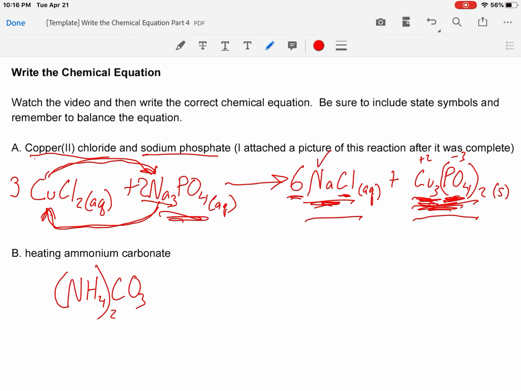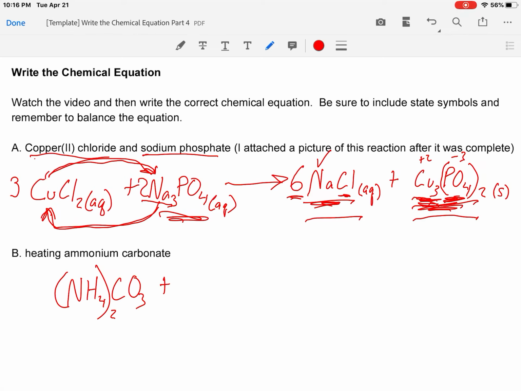So now remember what that 2 means. It means 2 ammoniums, which means 2 nitrogens and 8 hydrogens now, right? Remember that 2 multiplies by everything in those parentheses. Let me go ahead and clean that up a bit so we can get that out of our way. All right, so here's the tricky part about this one.